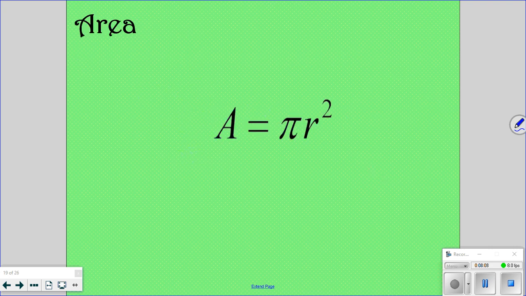Okay. Now we're going to look at our area formula for circle. It is pi r squared. You need to make sure to learn the circumference and area formulas for your circles. Pi r squared is your area.